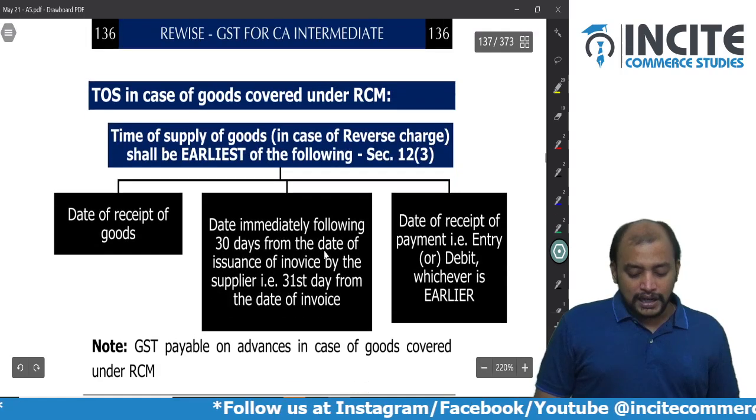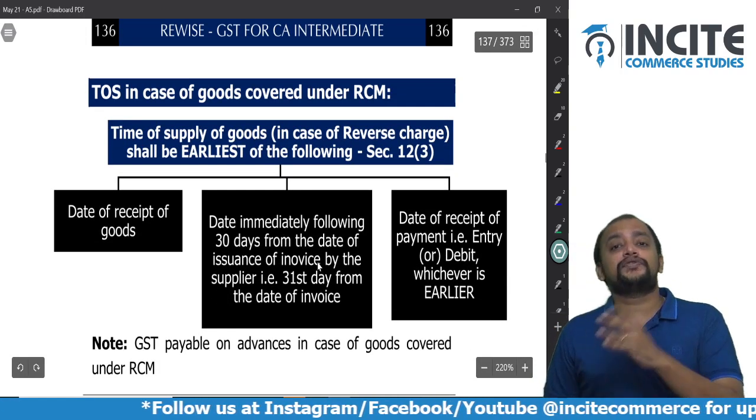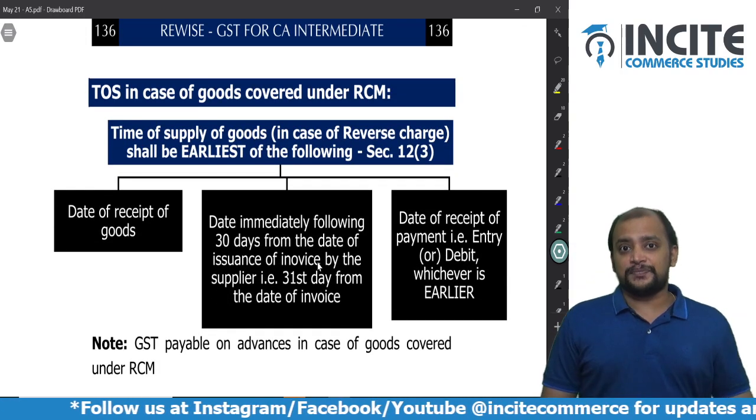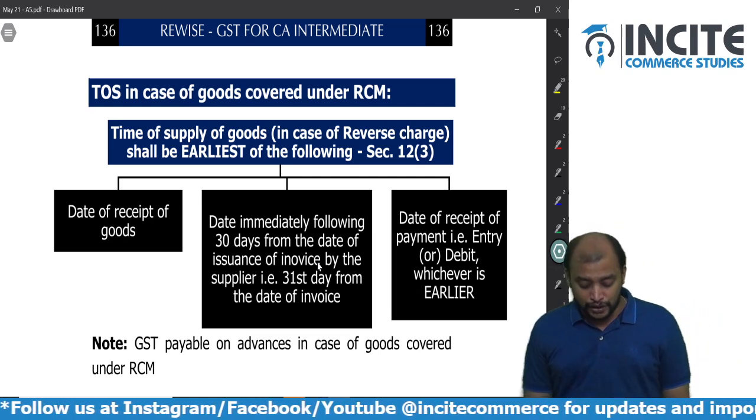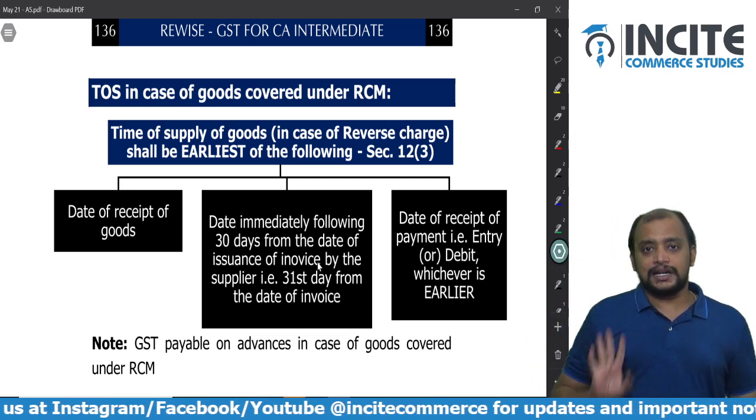Now, in case of goods covered under RCM. So far, what we have seen is goods covered under FCM. In case of goods covered under RCM, what do we need to do? Earlier of the three dates.